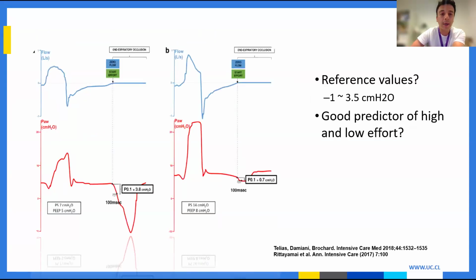So when we look at some values, we have some studies showing reference values from 1 to 4. It means that if you have a very low value, you have a really low effort, but if you have values around or above 6, you may interpret that as a really high effort. Is this a really good predictor for low and high effort?